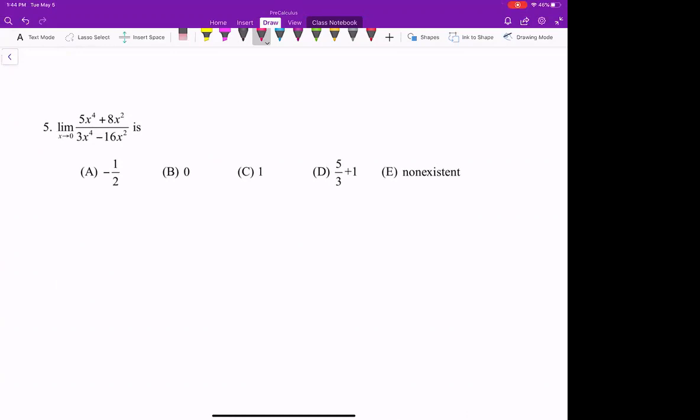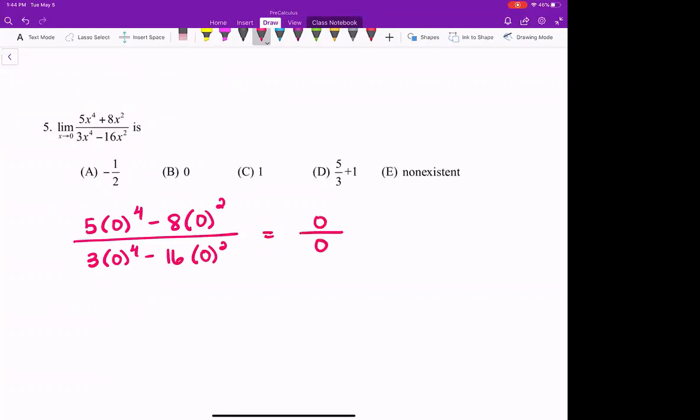All right, so for this one, this is not quite x going to infinity or negative infinity. This is kind of going back to what we've done before. So we would try a direct substitution. If I did a direct substitution, that would give me 5 times 0 to the 4th minus 8 times 0 squared over 3 times 0 to the 4th minus 16 times 0 squared, which of course gives me 0 over 0. And hopefully you remember from last week that 99% of the time that you get 0 over 0, the limit does exist. It's just going to require a little bit of algebra for you to figure that out.